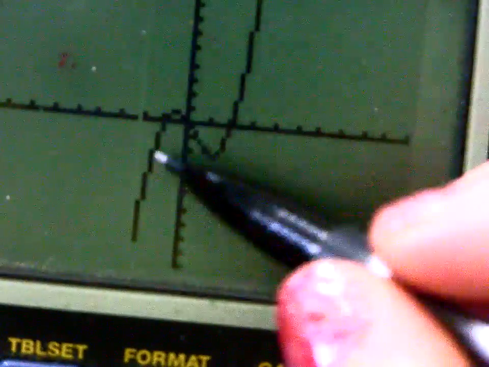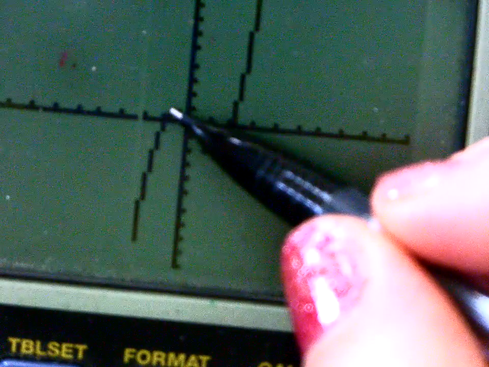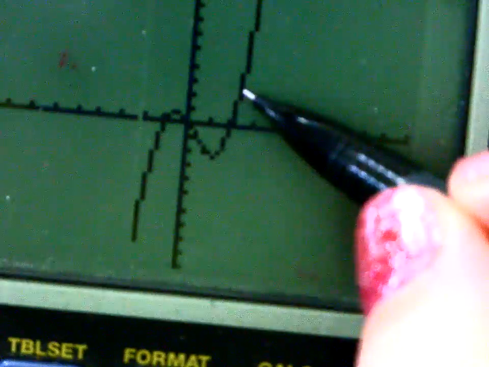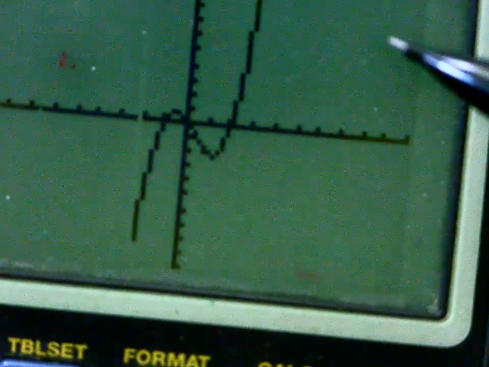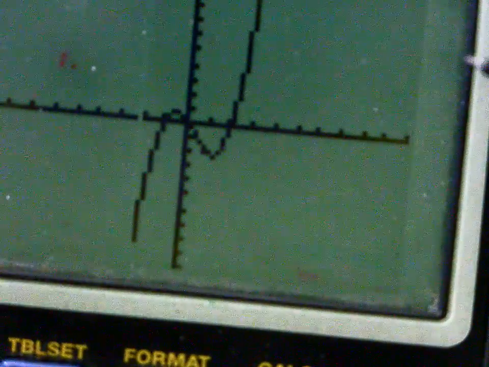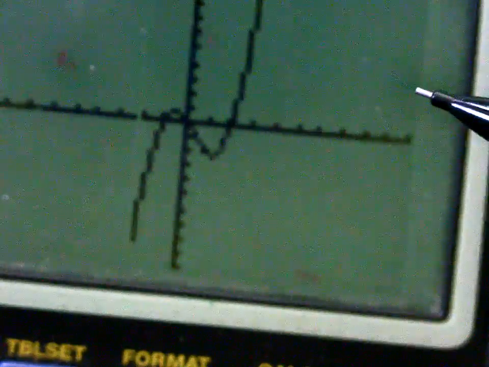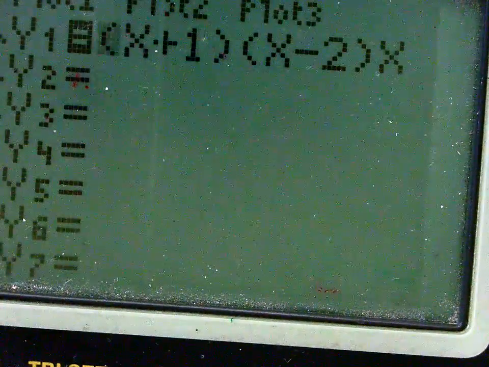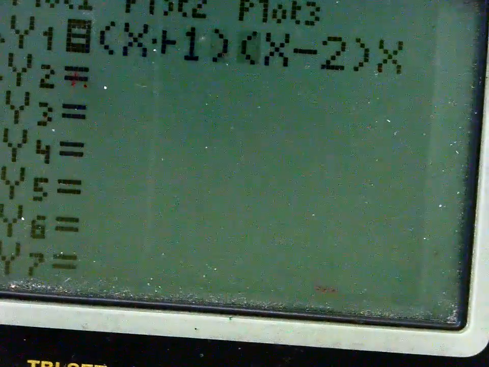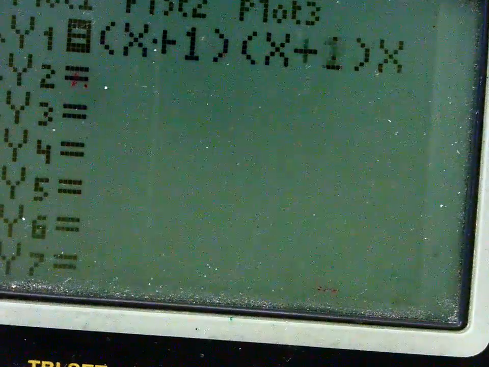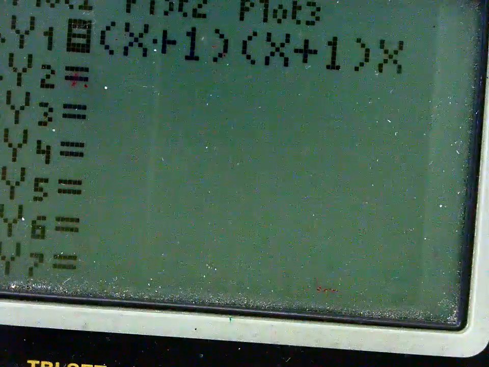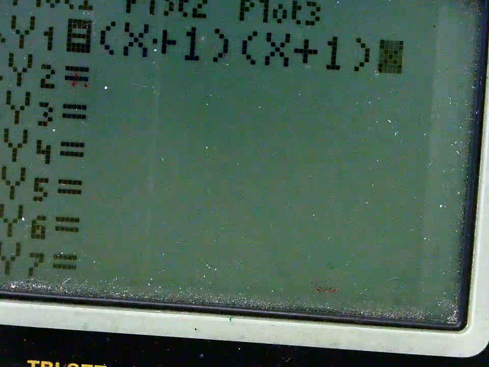Here it's going from below, it crosses it and goes above. Here it's crossing and it comes back down, and it crosses it again. What happens when you have a double root? How does that change the graph? Let's see. Let's say I had x plus 1 twice. So this is going to cross the x-axis at -1 as a double root, and then again at 0.